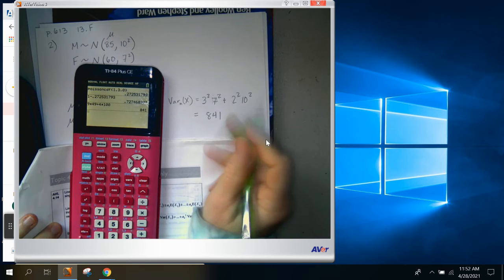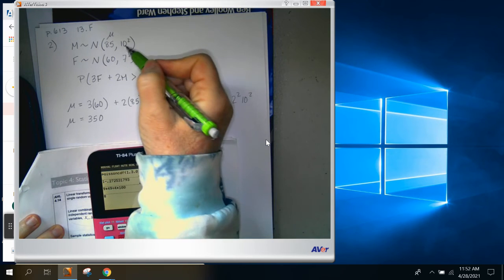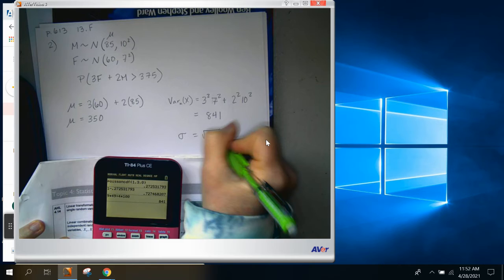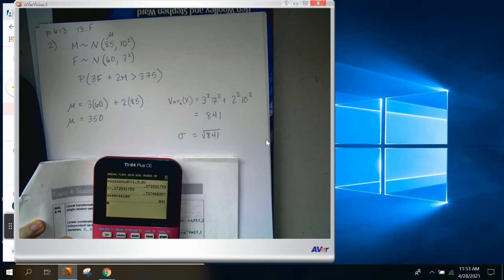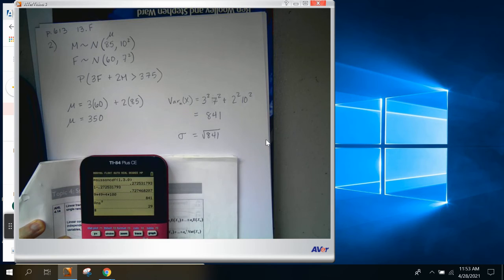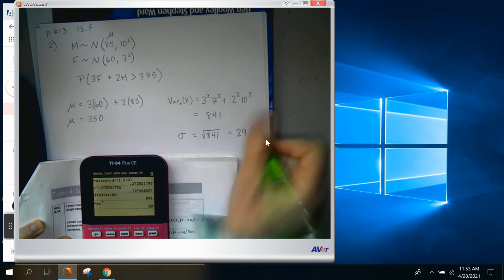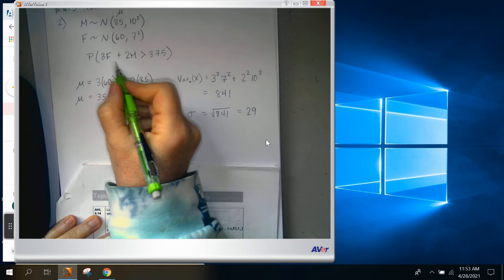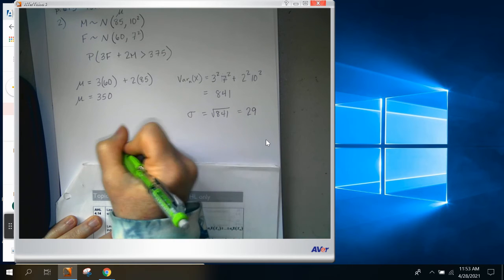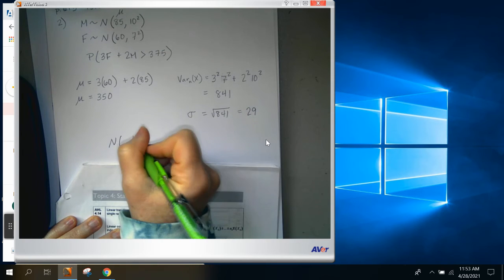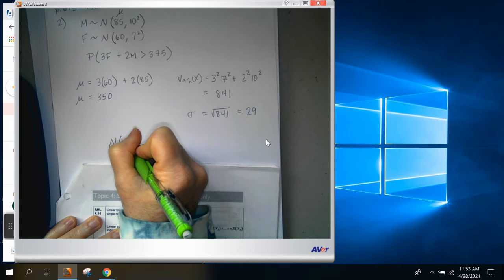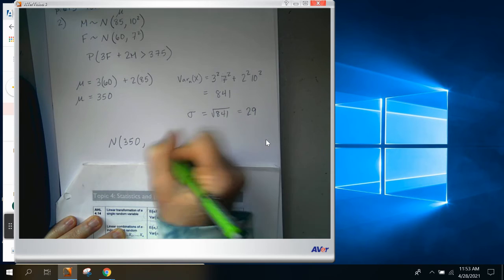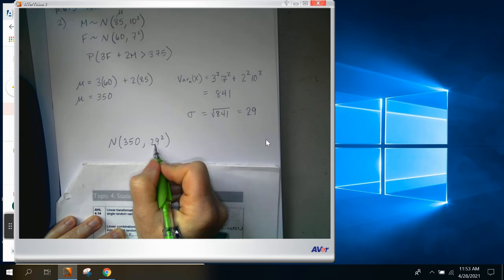So now, in order to put it into my calculator, I'm actually going to need the standard deviation. So that would be my variance. So my standard deviation is going to be equal to the square root of that. So let's take the square root of that, and I get 29. Okay, so when I put this into my calculator, it's going to be this new variable here with my 3 females and my 2 males. It's going to be normally distributed with a mean of 350, and 29 squared is the variance, but I need the standard deviation of 29.